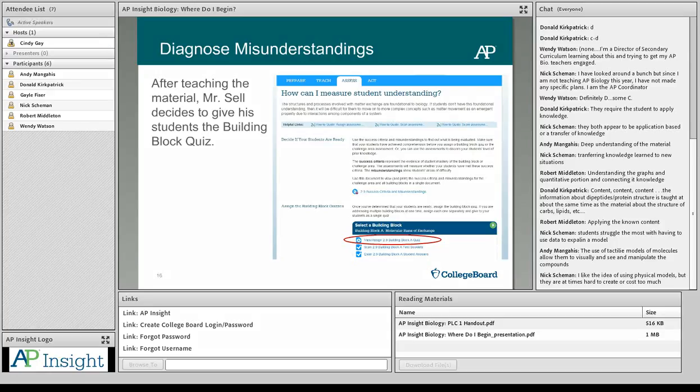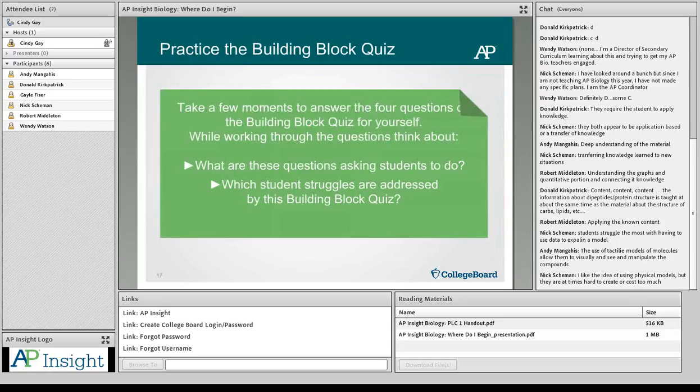Okay. And so if we look at that building block quiz, what we're going to do right now is just take a few minutes to answer those building block quiz questions. There's 4 of them. And know that I'm not testing your content knowledge here, but rather what I'd like you to do is think about the questions through the lens of a student. What are these questions asking students to do? And which student struggles might be addressed by this particular building block quiz?